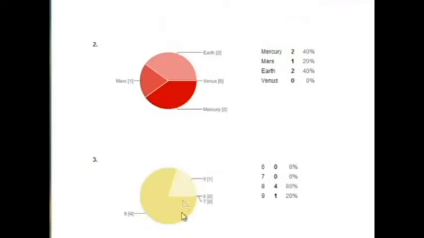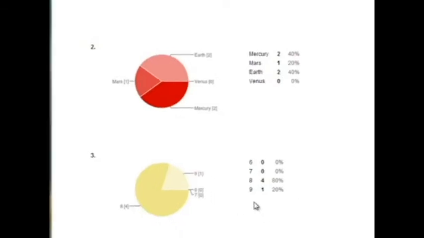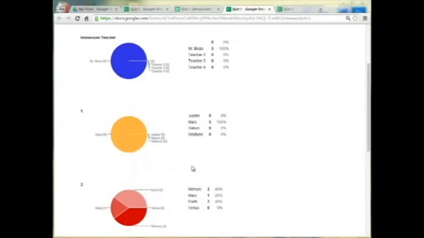Number 3, the correct answer was 8, and it looks like most of us had the right answer, but one of us did not. So we can say that, as a whole, the class did pretty well, but there was one student who did not do very well. So it's a good way to analyze your data quickly and easily after all your students have submitted their answers.